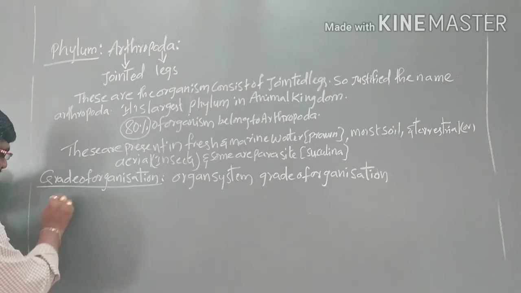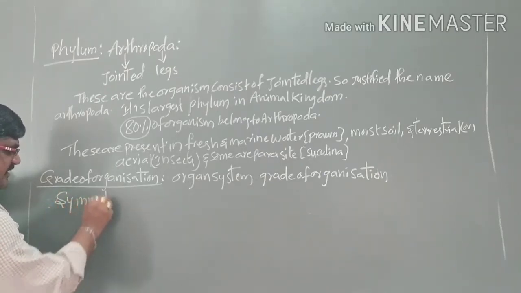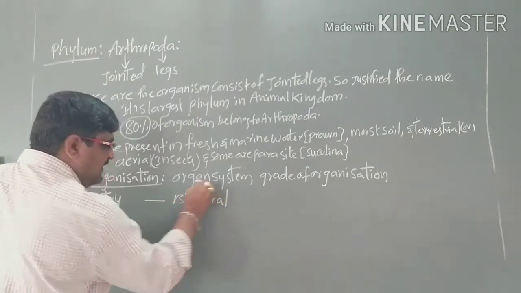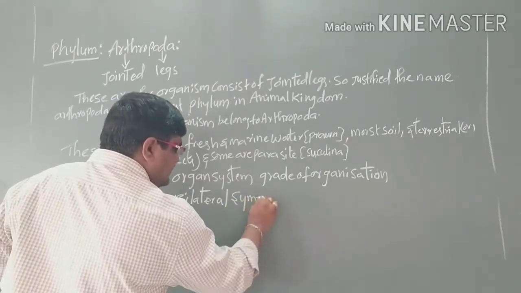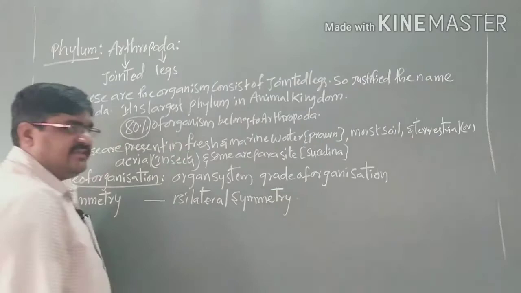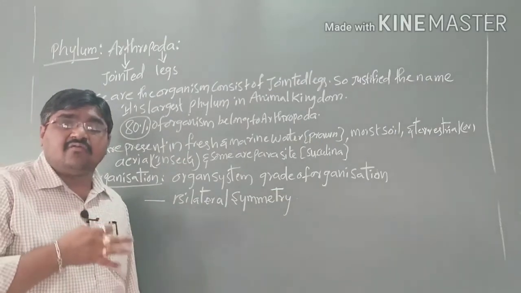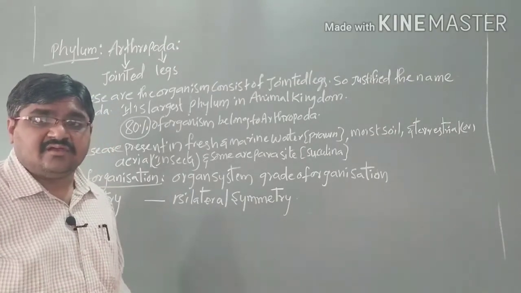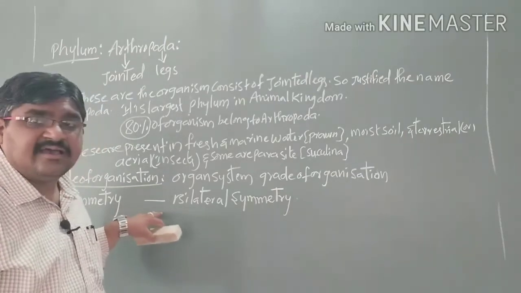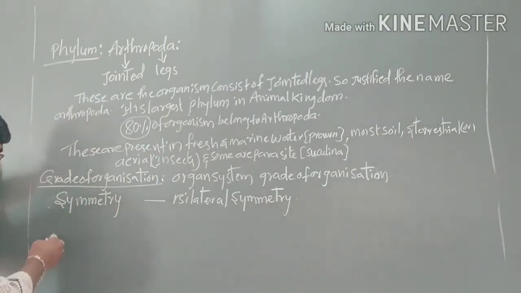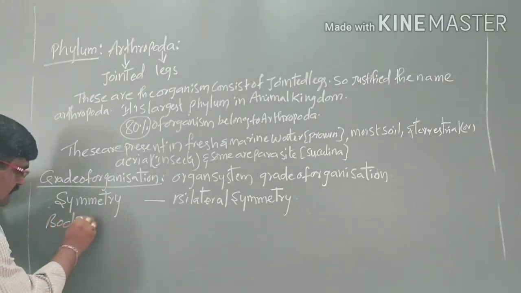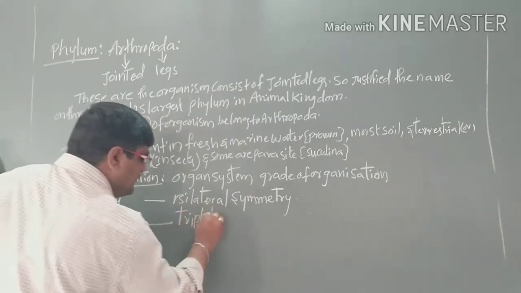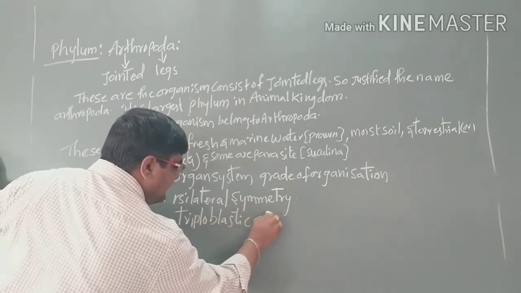And here it shows a symmetry, a bilateral symmetry. When you cut the organism in only one vertical plane, we are able to get two identical halves, so we call it bilateral symmetry. And the body wall shows that these are triploblastic organisms.